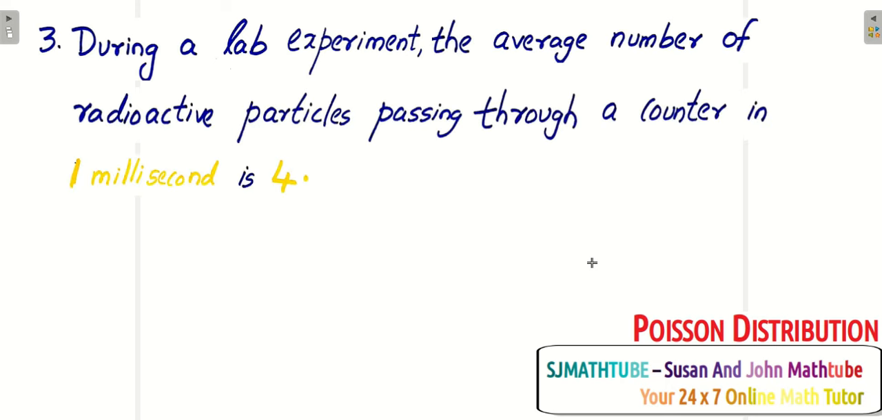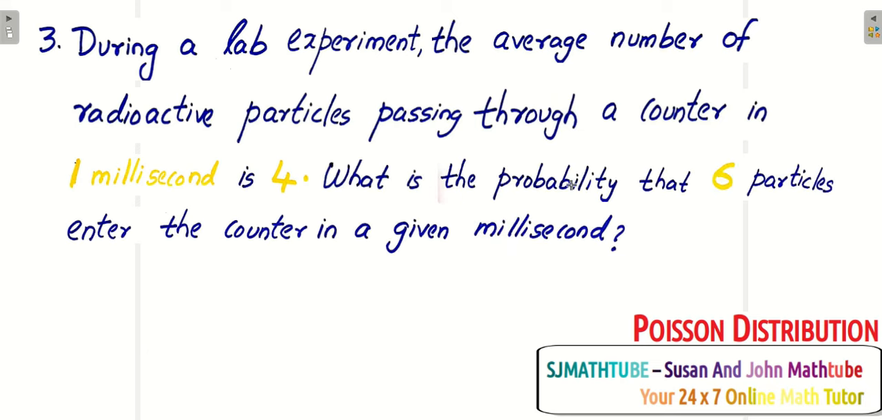There is a lab experiment, and the average number of radioactive particles. Look at this. The average number is given. That means we are going for Poisson distribution. And it's also given in terms of time. So the average value is 4. That means lambda equal to 4. So what is the probability there will be 6 particles in a given millisecond? Okay, let's start.